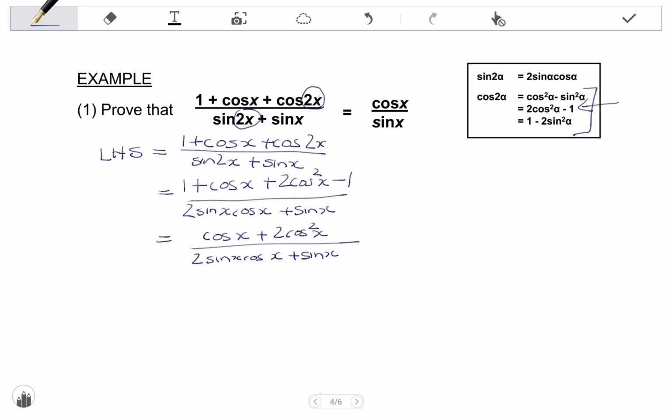Now to simplify a fraction, I would like to cancel common factors between the numerator and the denominator. But in order to be able to cancel factors, I must have one term in the numerator and one term in the denominator. Currently, I have 2 terms in both. So to make those 2 terms into one term, I factorize.